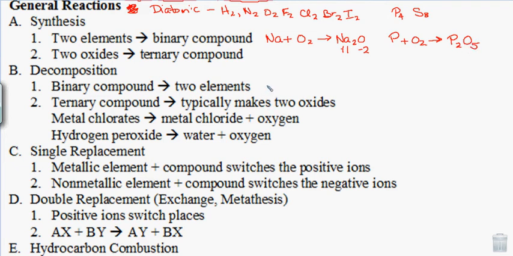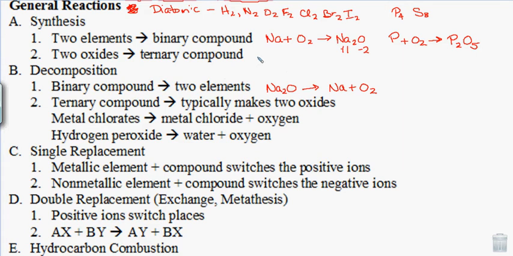The same is true if you encounter one of these binary compounds decomposing. So if you encountered Na2O and you were told that it was going to decompose, you're going to make the 2 elemental forms of it. There are a number of other synthesis and decomposition reactions that you may or may not be aware of.